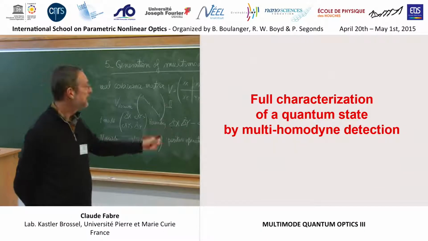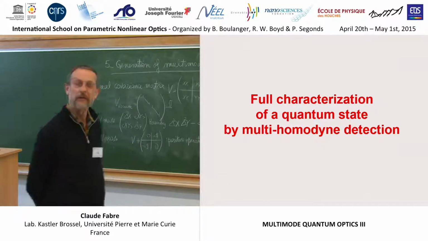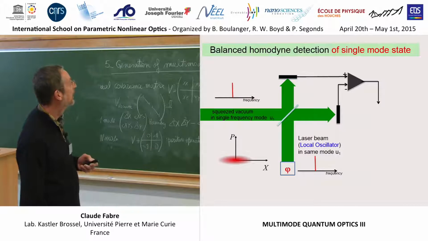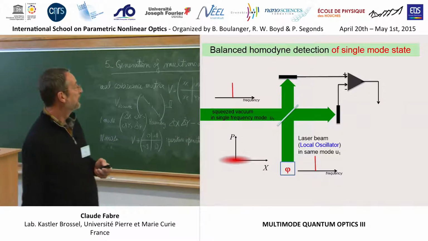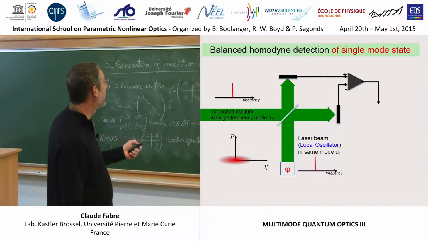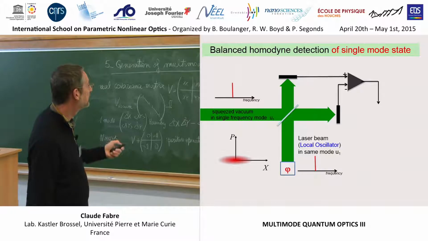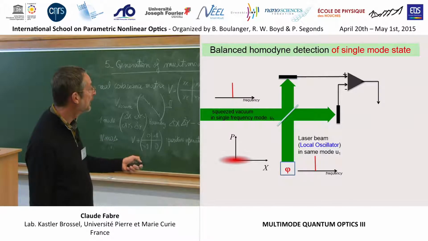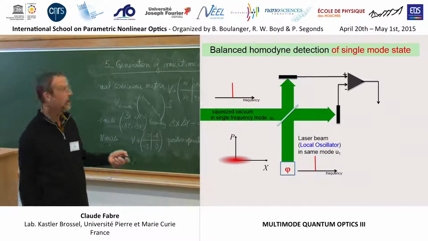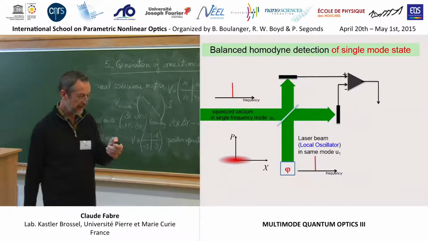Okay, quickly go back to this multi-homodyne detection with some drawings, so it's a bit clearer, I think. When you want to characterize a single mode state, let's say, for example, I have a squeezed vacuum in a single frequency mode. What do I do to see if it is squeezed or not? I mix it with a laser beam in the same frequency mode.